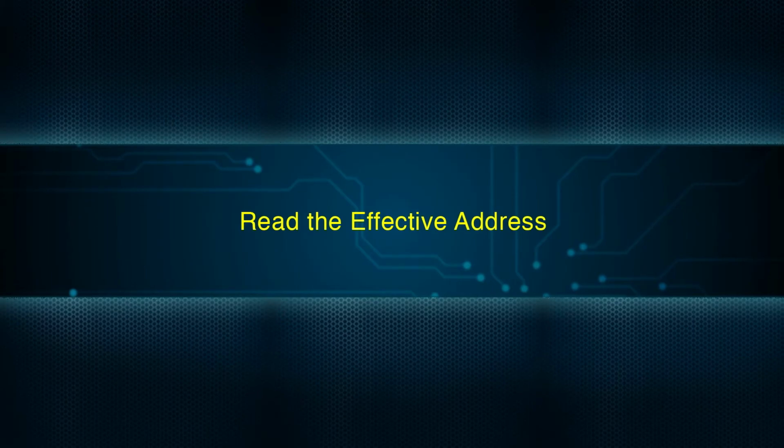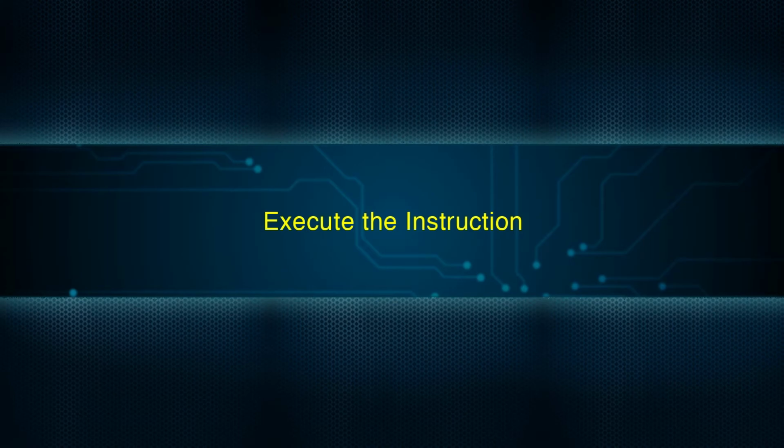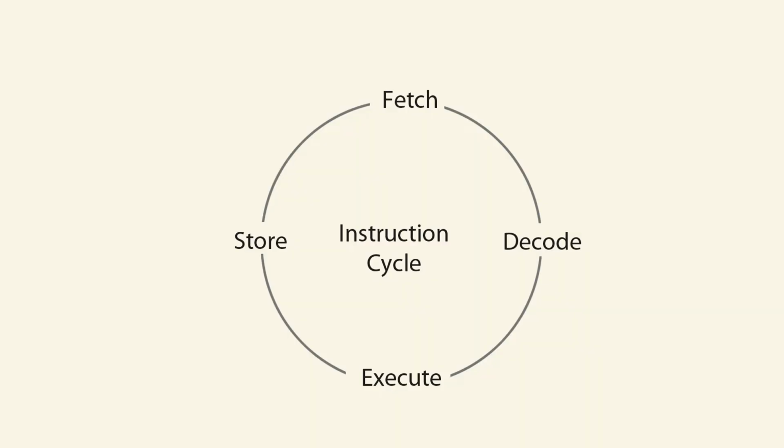Third, read the effective address. If the instruction has an indirect address, the effective address is read from the memory. Otherwise, operands are directly read in case of immediate operand instruction. Fourth step is execute the instruction. The control unit passes the information in the form of control signals to the functional unit of CPU. The result generated is stored in main memory or sent to an output device. The cycle is then repeated by fetching the next instruction. Thus, in this way, the instruction cycle is repeated continuously.